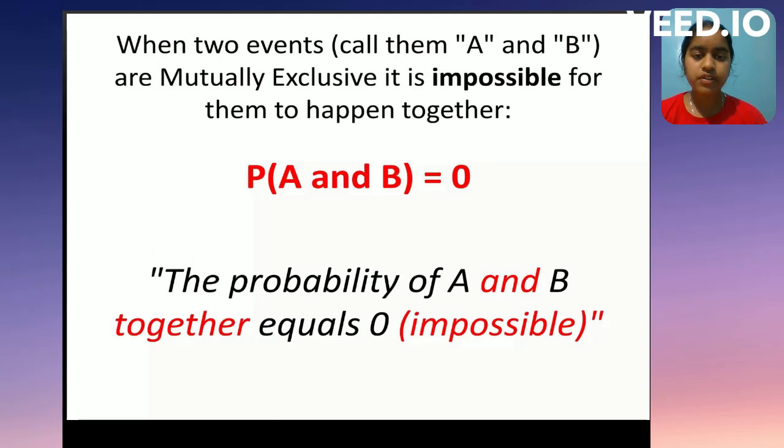When two events, call them A and B, are mutually exclusive, it is impossible for them to happen together. P of A and B is equal to 0. The probability of A and B together is equal to 0.